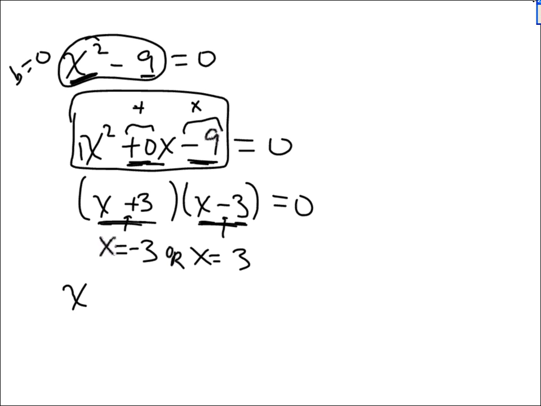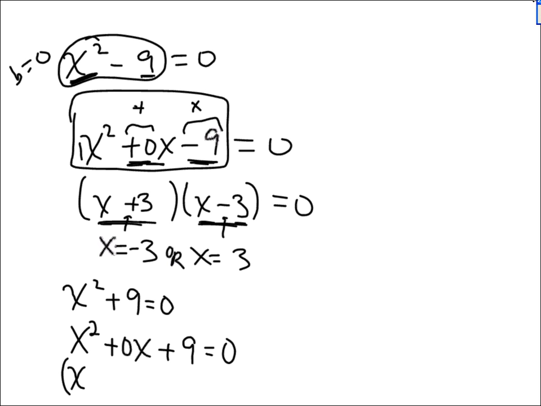Now, if you had x squared plus 9 equals 0, that is x squared plus 0x plus 9 equals 0. Well, you can go and try to factor it. Find two numbers that multiply out to positive 9. That means the numbers have to either both be positive or both be negative. Now if you add two positives, it'll never be 0. If you add two negatives, it'll never be 0. The sum will never be 0. This here has no solution.